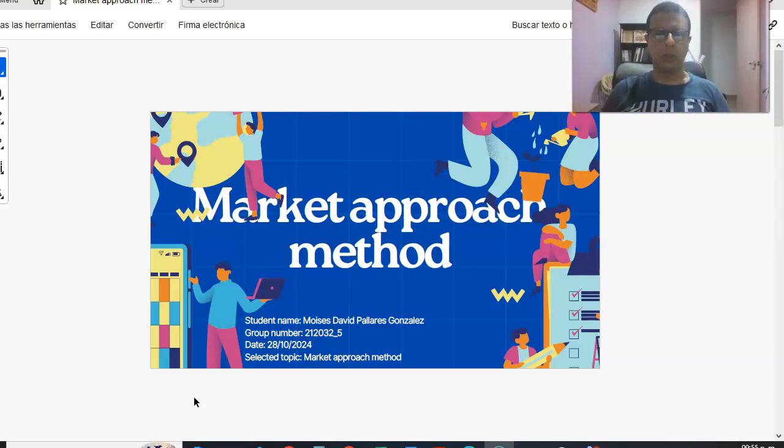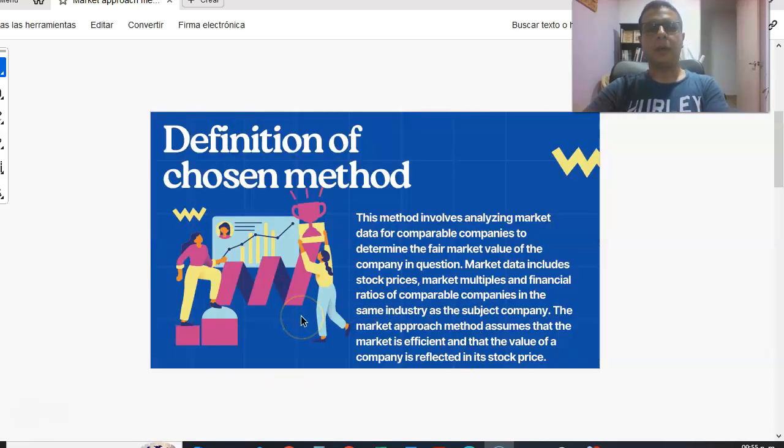The method I choose is the market approach. This method involves analyzing market data for comparable companies to determine the fair market value of the company in question. Market data includes stock price, market multiples, and financial ratios of comparable companies in the same industry as the subject company. The market approach method assumes that the market is efficient and that the value of a company is reflected in the stock price.